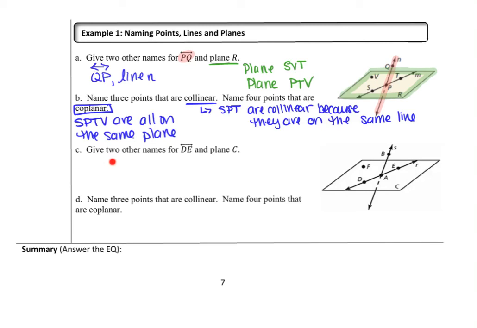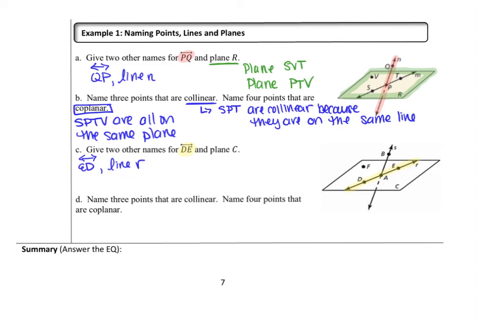Let's look at letter C. Give 2 other names for line DE and plane C. If we're looking at line DE in the diagram, it always helps to highlight it. We want to give it 2 other names. How would you name line DE? One way to rename it is just by switching the letters. Please make sure that you use the notation at the top. I know it's very small, but it's informing everybody that this is a line. And then on that line, there's a little R next to it, so we can also label it line R.